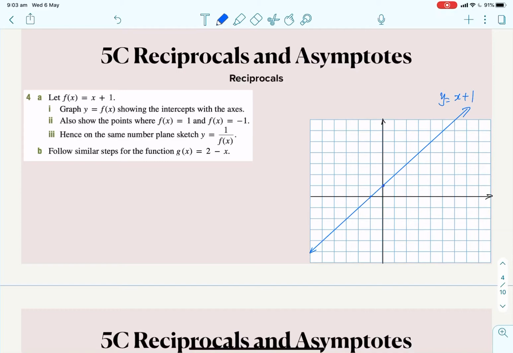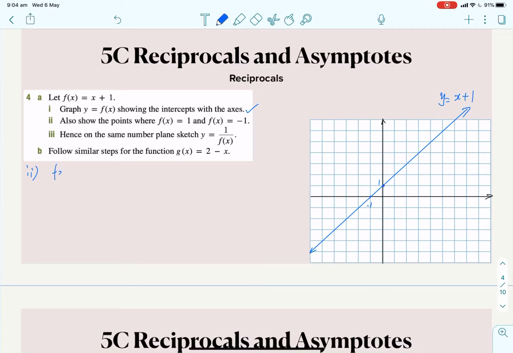Sure. Now, we can tell that if we do this, let's go to that a little bit later. Now, this is the first bit done. We need to show the intercept on the axis. So this is 1 and this is negative 1, this is 1. Okay. So, sure. Now, show the points where f(x) equals 1 and f(x) equals negative 1. For this part, I'm going to show you y in a minute. Just quickly do this now.